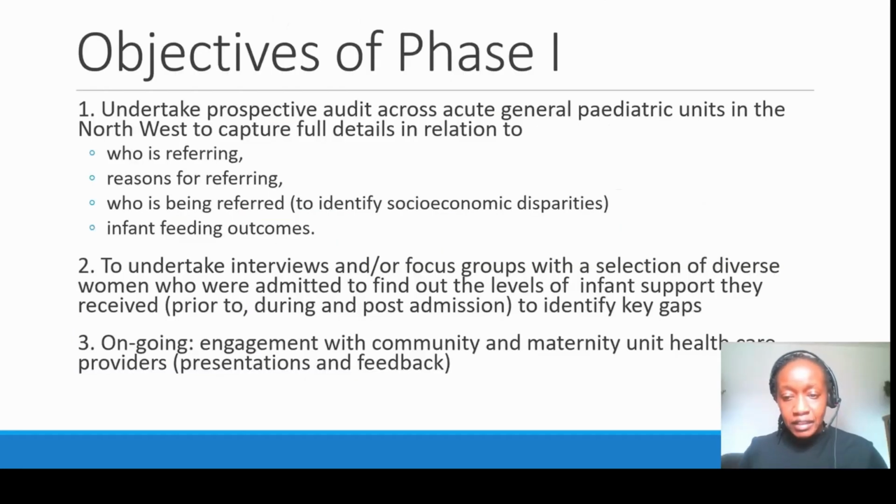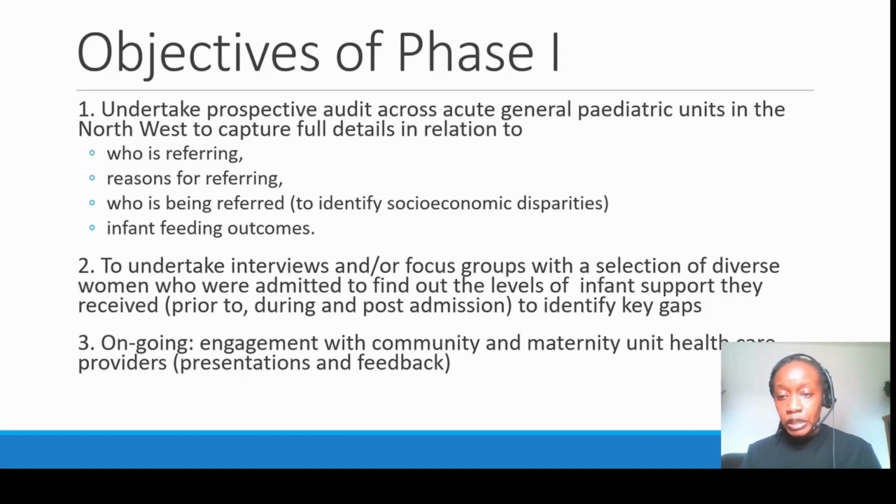So in terms of the next steps with this work, we've already had input from the NIHR ARC Northwest Coast public advisors, and we've also presented this at a number of neonatal and maternity unit forums across the region and received some really useful insights and feedback. Based on that, we would like to undertake a prospective audit across general pediatric units in the Northwest to capture details of who is referring, reasons for referring, as well as who is being referred, to identify any disparities in socioeconomic status, as well as infant feeding outcomes.